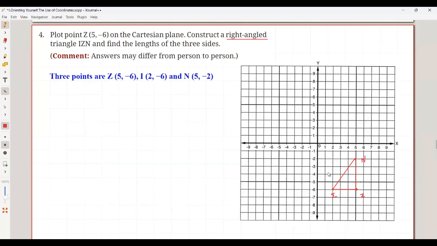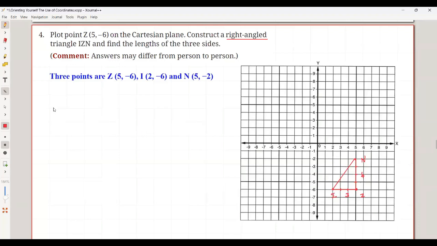So what is the length of this side? How many units? Here this is 1, 2, 3. Okay, 3 units. And here how many units? 1, 2, 3, 4. Okay, 4 units. Now we have to find out this side, and we cannot count it. Now this is 3 units, this is 4 units, and this is a right angle triangle. We have to use the Pythagoras theorem to find the third side, that is IN.